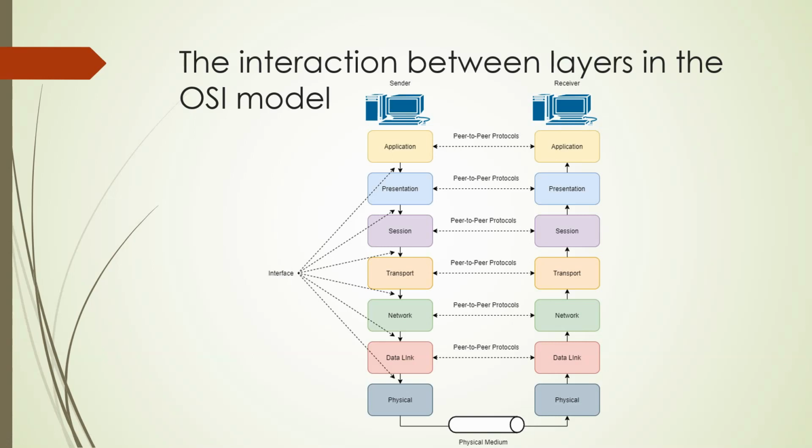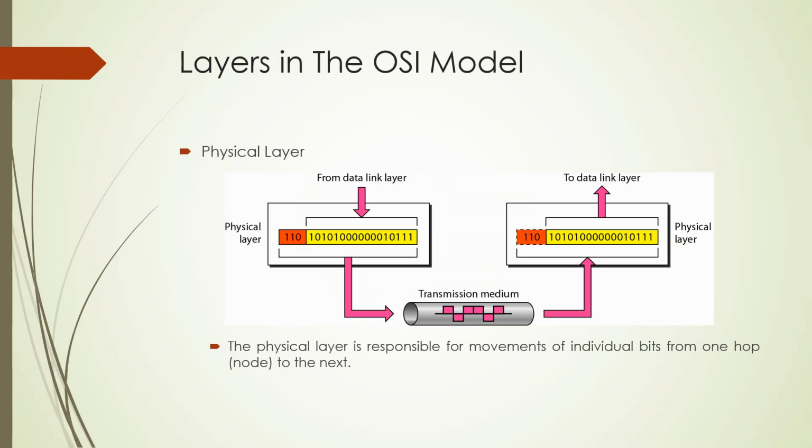Okay, so in that scenario, these rules between the layers are called as what? Interface. But whenever we are talking about rules of communication between one layer at the sender side and one layer at the receiver side, we will say that they are not interfaces, but in this case it will be what? Protocols, peer-to-peer protocols.